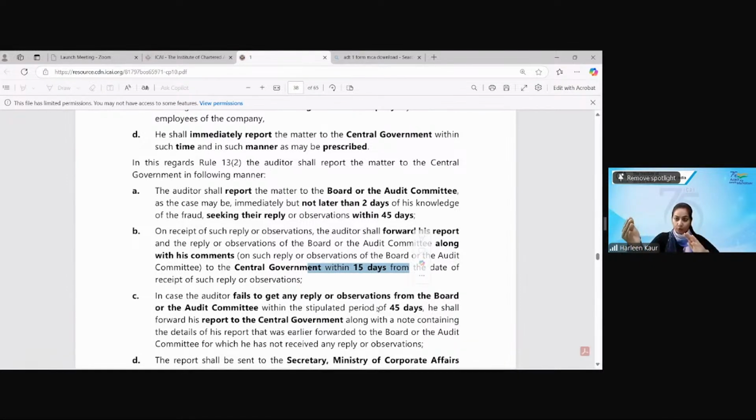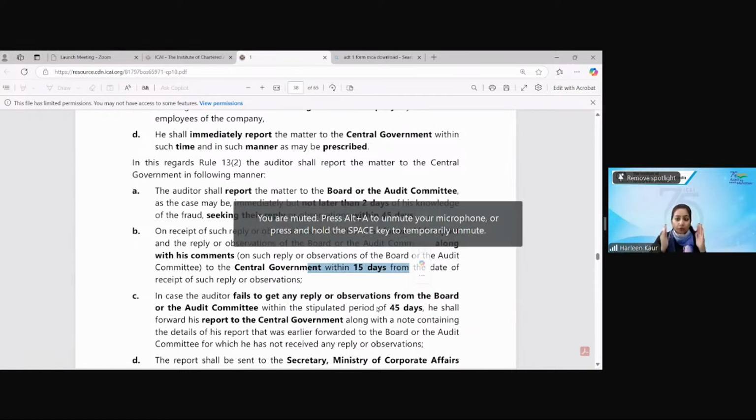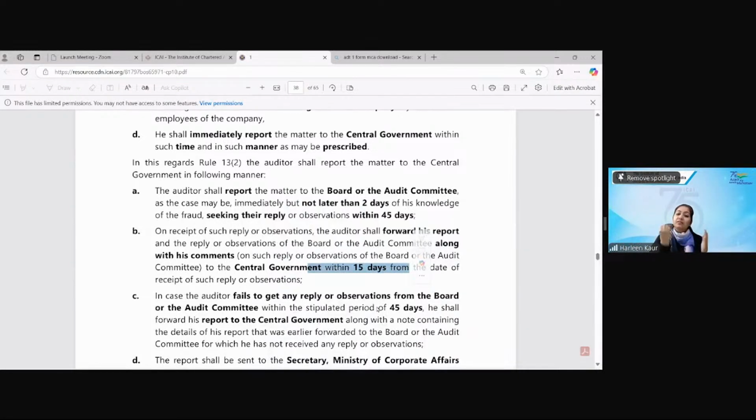First, the auditor will send it to the audit committee and board. They will reply in 45 days. After receiving the reply, the auditor will check it and give his own comments and suggestions to the central government within 15 days from the date of the reply.